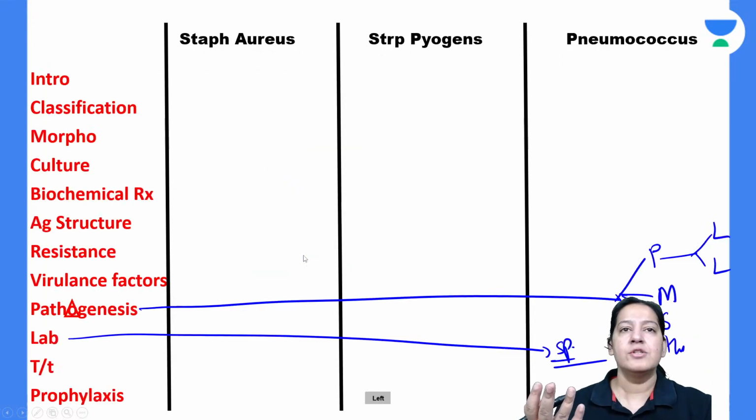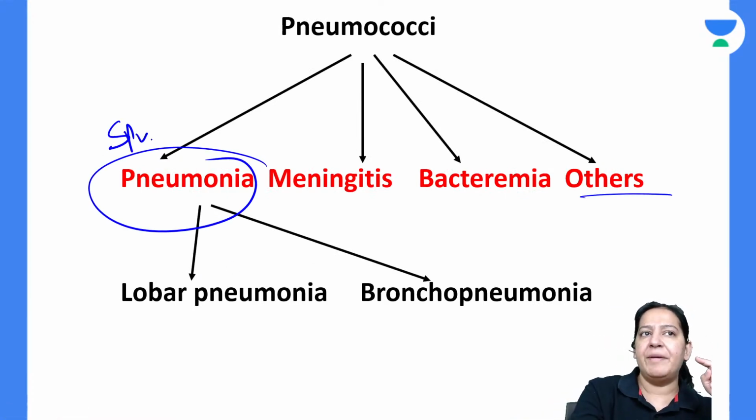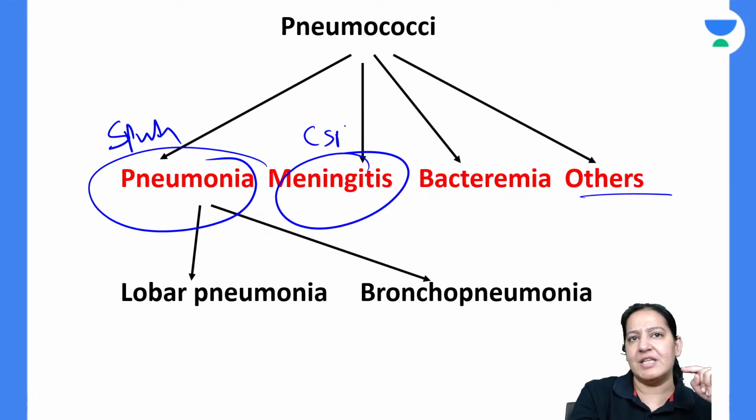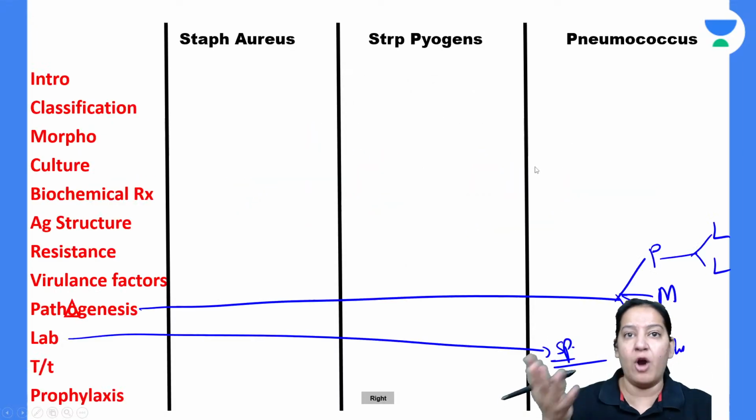Depending on the disease, if the patient is having pneumonia, give sputum. If the patient is having meningitis, give CSF. If the patient is having bacteremia, give blood. So your specimen will vary according to the disease.